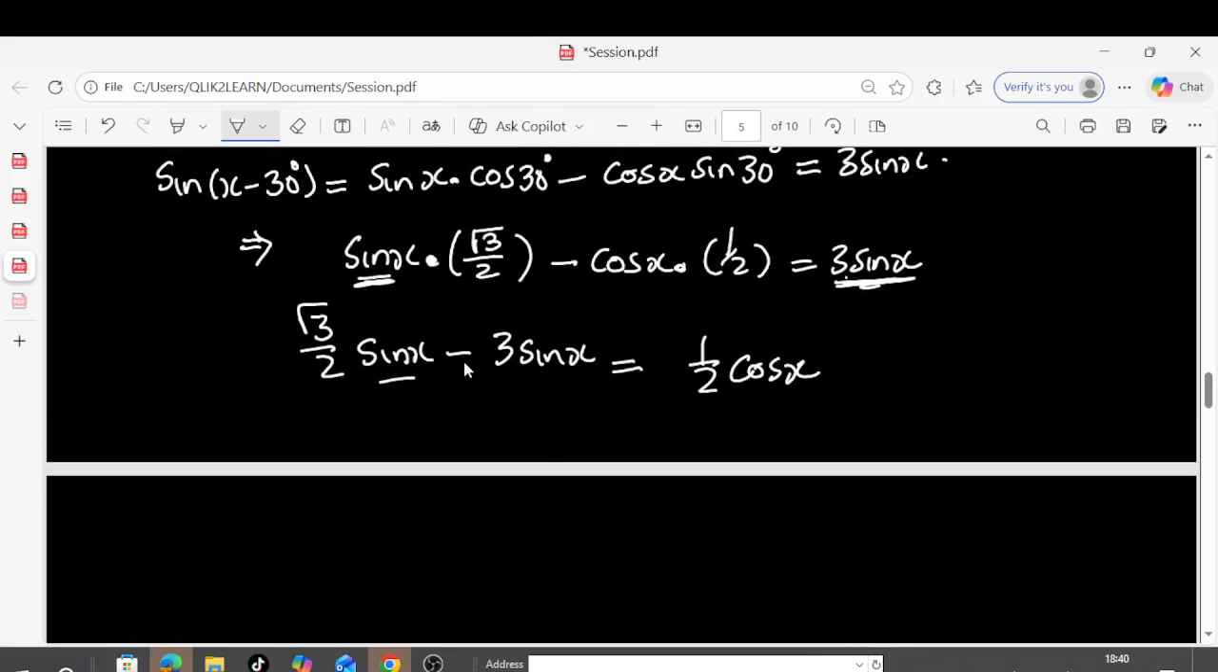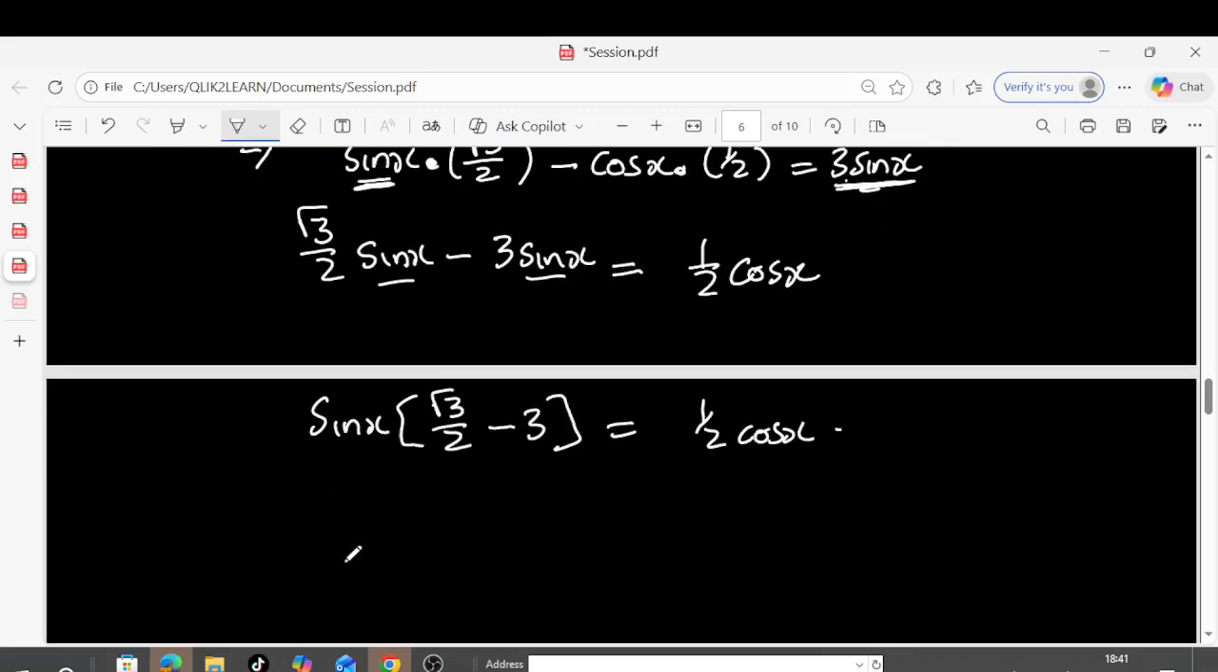So now if we add this side, we can have sine x. Let's take it out as a common factor so that I can have the root of 3 over 2 minus 3, and then this is equal to half the cos of x. I hope everyone is still with me on that. First thing first, we had this, and I saw that if I bring it this side, I can subtract these two, which will allow me to take out the common factor.